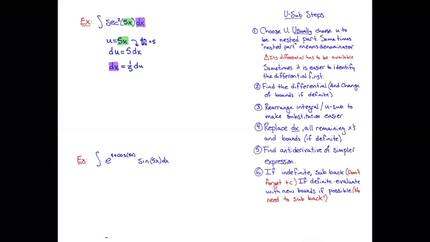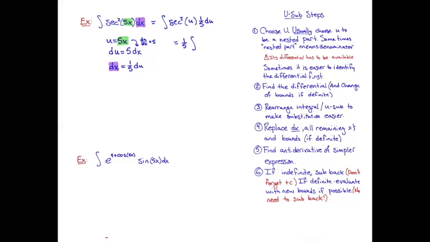Right? Everywhere there's an x, I know what it's going to get replaced with. The 5x is going to get replaced with u. The dx is going to get replaced with 1/5 du. The 1/5 doesn't have any variables in it, so we can bring it out front. So now we've done step 4, we replace the dx, all remaining x's and bounds.